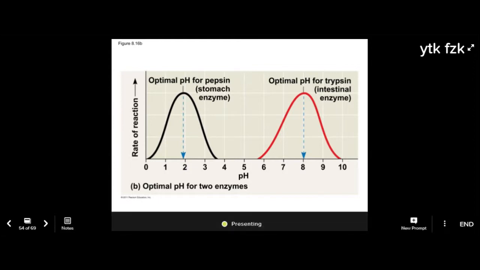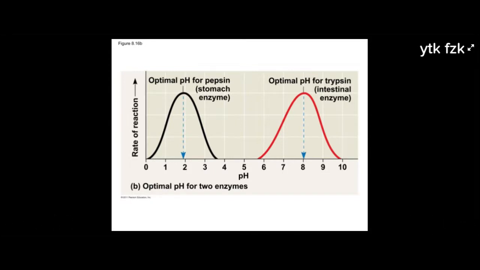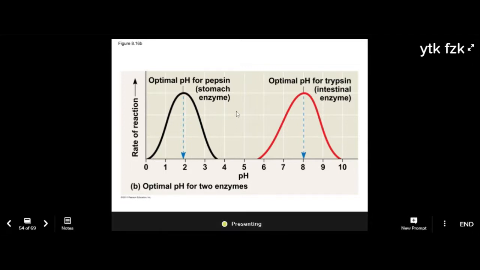That's kind of interesting, isn't it? You've got a little vat of acid inside you that not only helps break down your food, but it also protects you against invading bacteria, because a lot of bacteria don't like all that acid either. So it protects you. And then the optimal, look at trypsin.